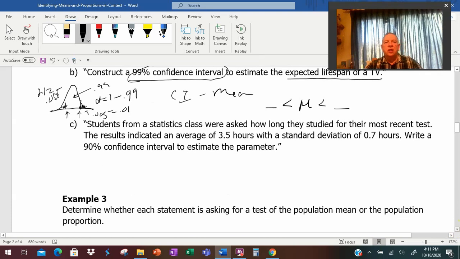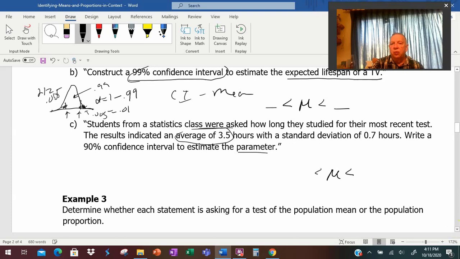So students from a statistics class were asked how long they studied for their most recent test. The results indicated an average, there you go, of 3.5 hours with a standard deviation of 0.7 hours. Write a 90% confidence interval to estimate the parameter. What are we doing? Here's the average, so it's going to be the mean that we want to estimate. So this is a CI for the mean.